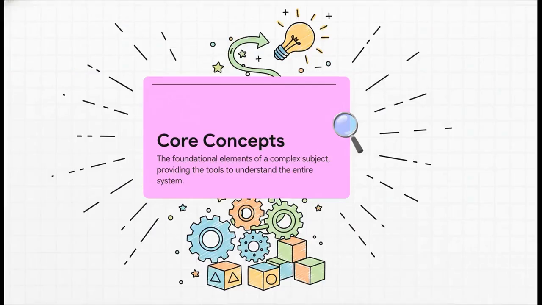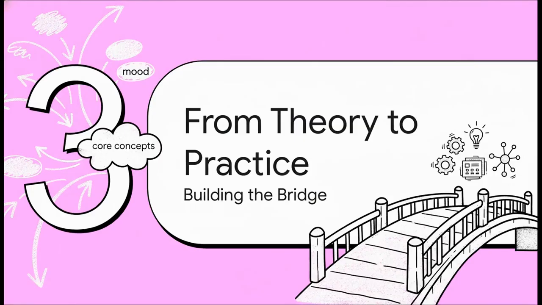So what's the big idea here? When you establish core concepts right from the get-go, you totally disarm that feeling of being overwhelmed. You're basically telling your audience, look, just master these few things and you'll have the keys to understanding the whole system. It's such a powerful strategy for teaching anything. All right, let's move on to stage 3.